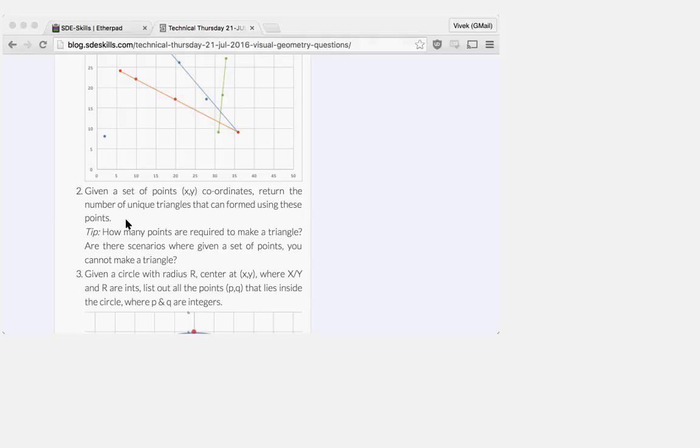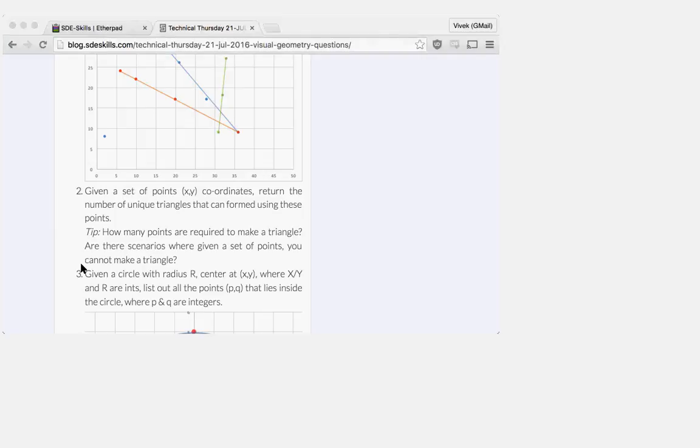All right. Moving on to question 2. Given a bunch of points, very similar to the previous question, the goal is to identify the number of unique triangles that you can form using these points. It will be very simple based on what we just discussed.